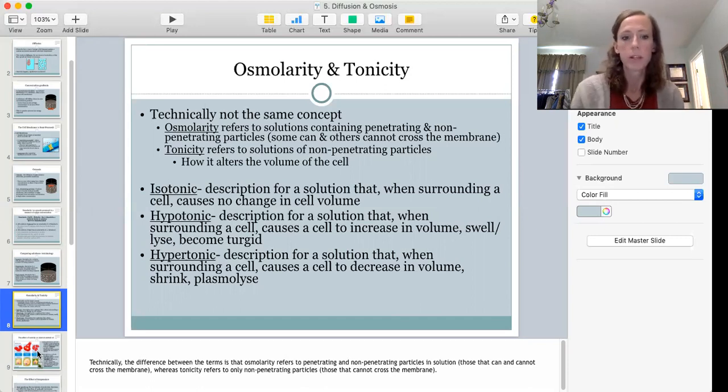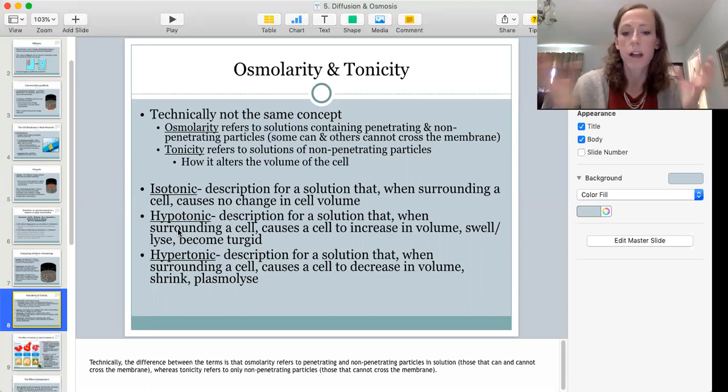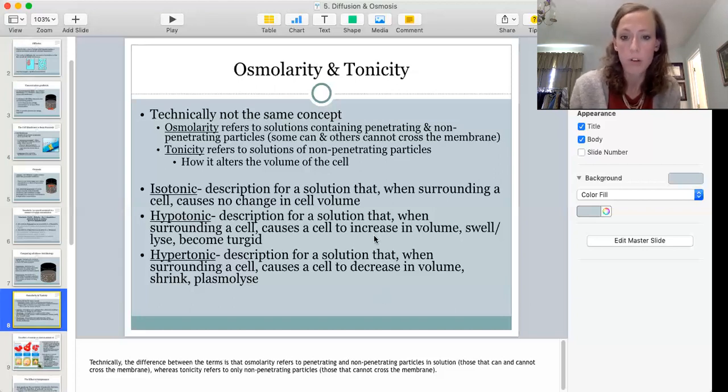So the terms below here are very similar to those on the previous slide. Isotonic refers to a solution that when it's surrounding the cell is not going to change the cell volume because the concentrations are relatively equal in the cell and outside of the cell. Okay. A hypotonic solution then is the description for a solution that surrounds the cell, which, now remember, hypo will mean less, so there are less particles outside. Hypotonic, if we're talking about the hypotonic solution being outside the cell, there'll be less particles outside.